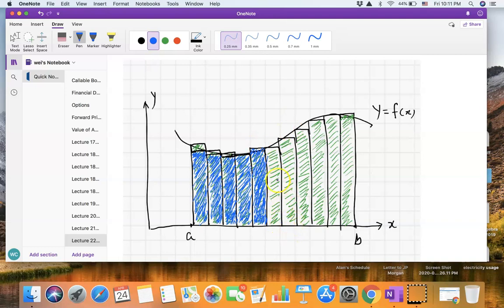So the function value at this point is equal to this. So the rectangle is going to be like this. Okay. Now for the next one, the function value of this point is here. So the rectangle is going to be like this.